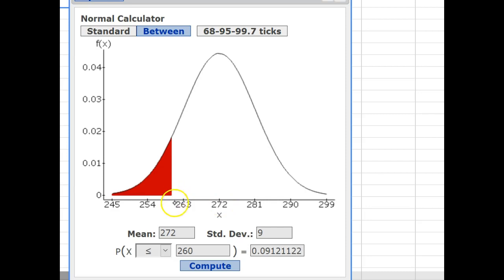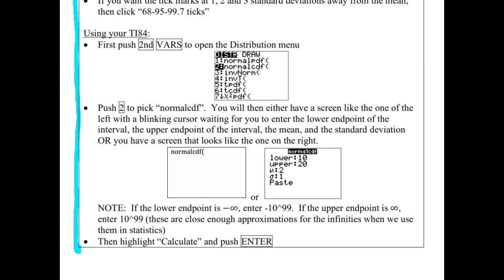But we can see here with the shading that 260 is not exactly 1, 2, or 3 standard deviations away from the mean, which is why we're using this normal calculator. In the background, it's actually doing the calculus to compute this area. But as I said earlier, the main technology we are going to use throughout this unit is the calculator, because it's just as fast as StatCrunch.